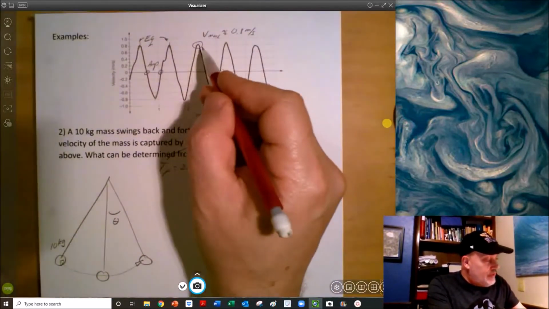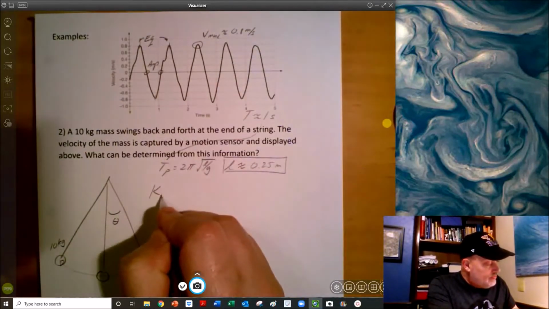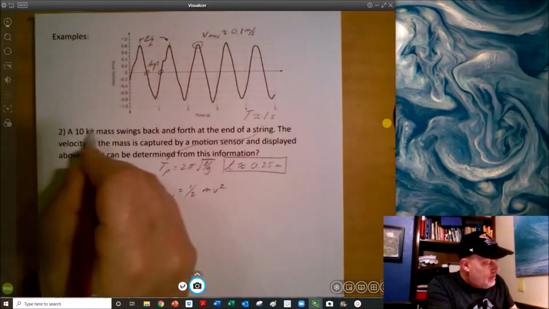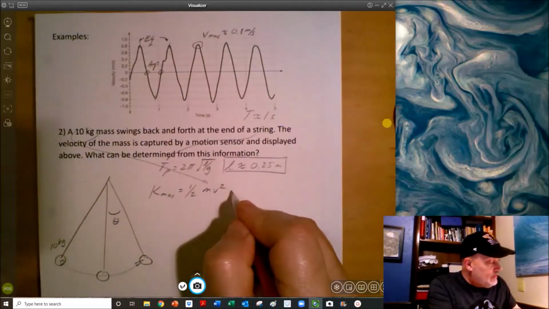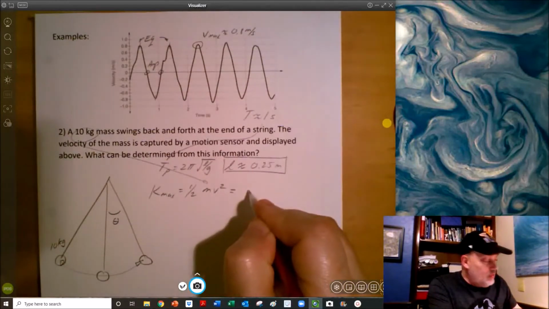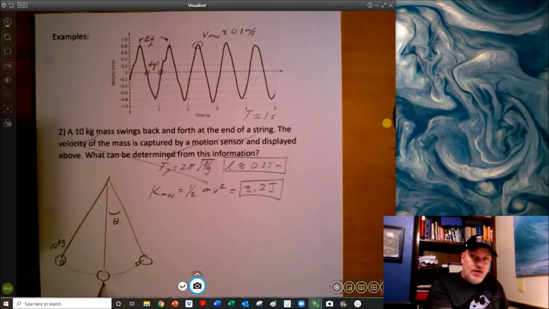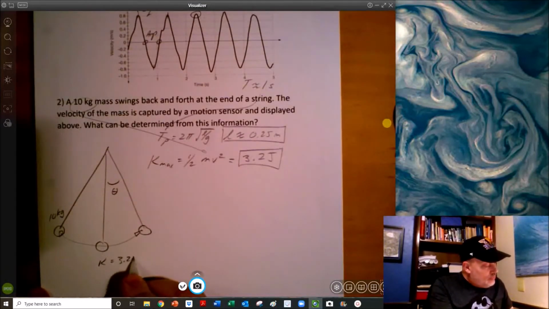Well, we know that the kinetic energy is related to the velocity, so our maximum kinetic energy will equal 1/2 mv squared. We know what our mass is. We know what our max velocity is. And so if we plug this in, we'll get a maximum kinetic energy of about 3.2 joules. Now, that's here. Kinetic energy equals 3.2 joules.